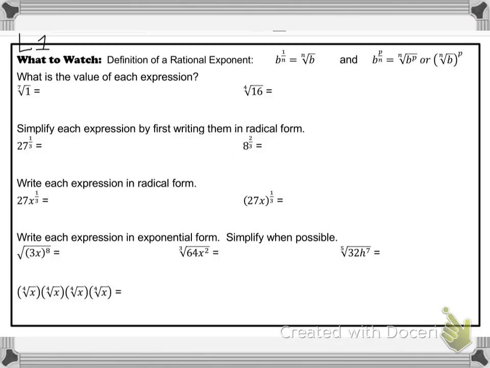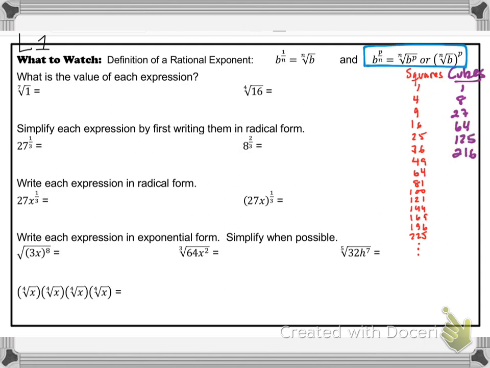The key to this unit is, first of all, memorizing the list of perfect squares that we provided. Here's the first several. List of perfect cubes, fourths, and fifths. So here's the first few. Now the key to this lesson is understanding this relationship here.